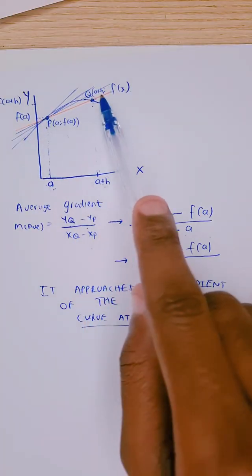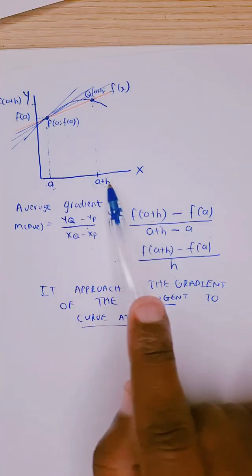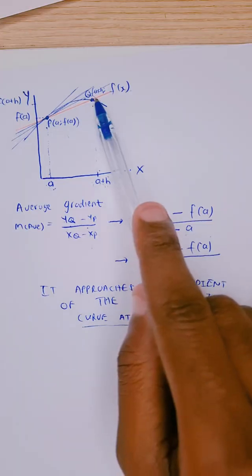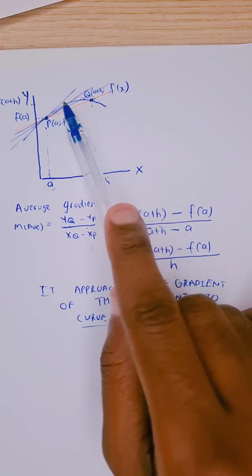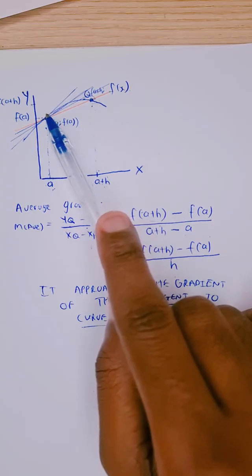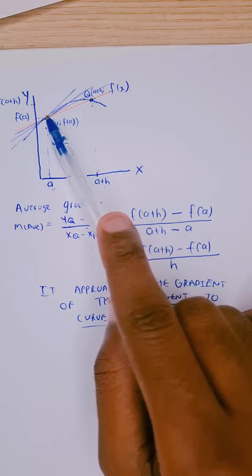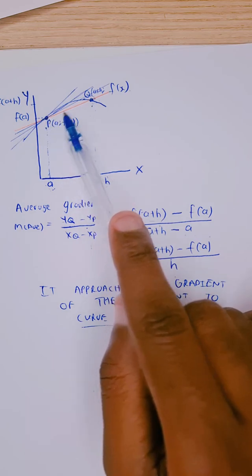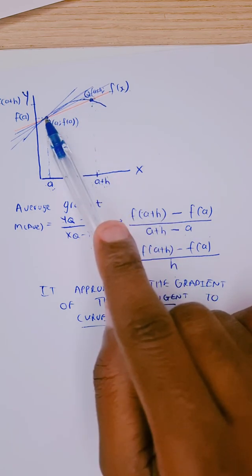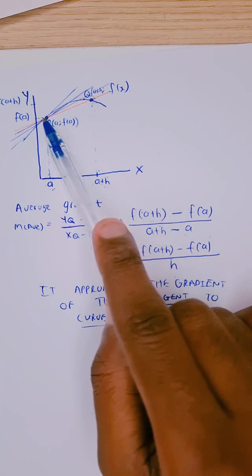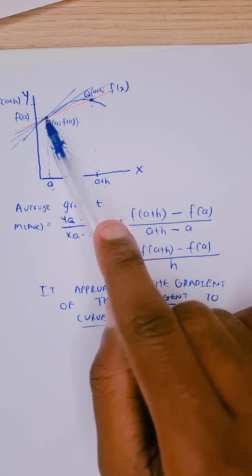Remember that this P and Q, as this a and this a plus h were apart like this, the secant line was there. As Q approaches P, the formula for average gradient is what? Undefined. If point Q lies on P, if Q is equal to P, then it means h is 0. And if h is 0, what does that mean? It means the average gradient is undefined.